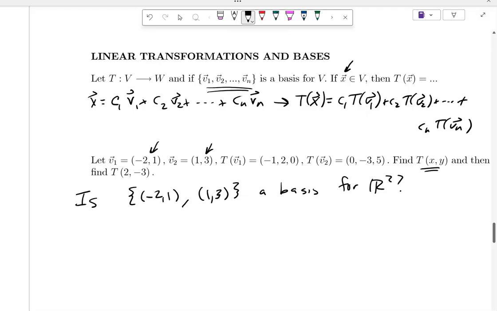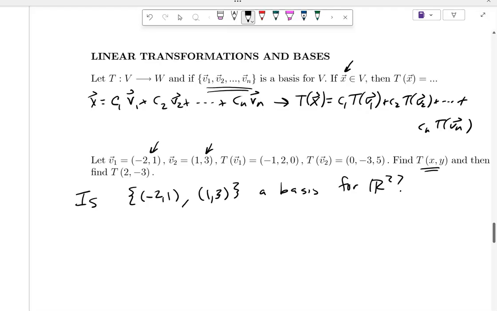Does it have the right number of vectors in it to start with? Yeah, because any basis of R2 is going to have 2 vectors, right? So it has the right number of vectors. The only other thing I really need to check is if it's linearly independent. For a set of 2 vectors, how can we check linear independence easily? Yeah, if there's a scalar multiple or not, right?